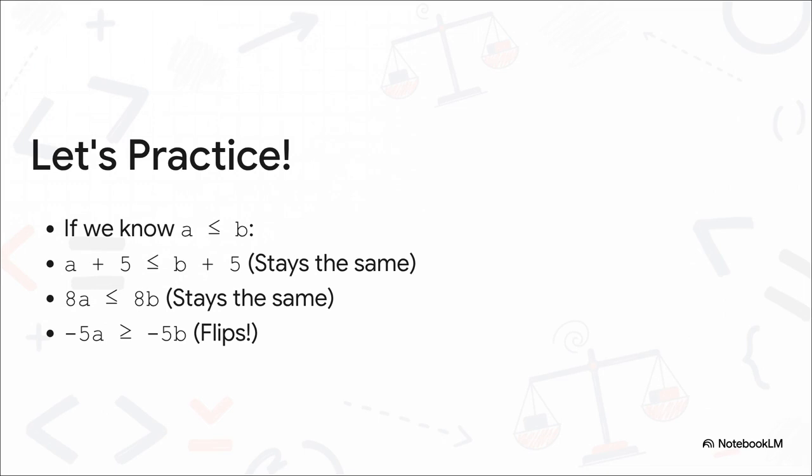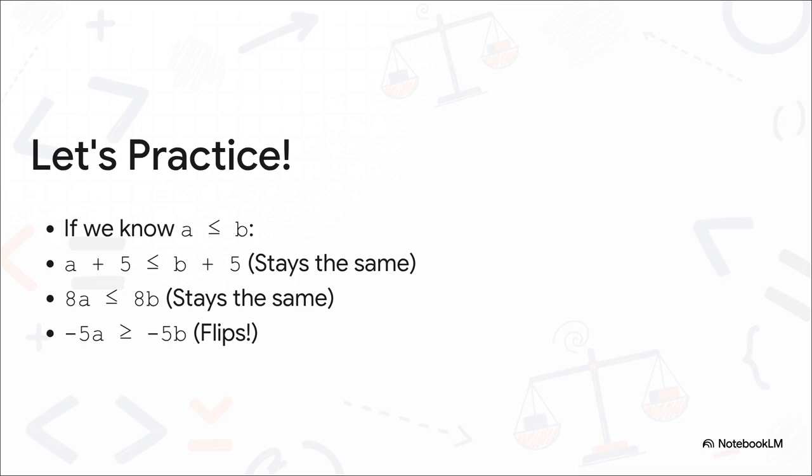All right, time for a quick pop quiz. Let's say we know that A is less than or equal to B. First up, what happens if we add 5 to both sides? Well, we're just adding, so the sign stays the same, right? A plus 5 is still less than or equal to B plus 5. Easy. Okay, next, what about multiplying by 8? Well, 8 is a positive number, so the sign stays the same again. 8A is less than or equal to 8B. You're getting this. All right, last one, the tricky one.